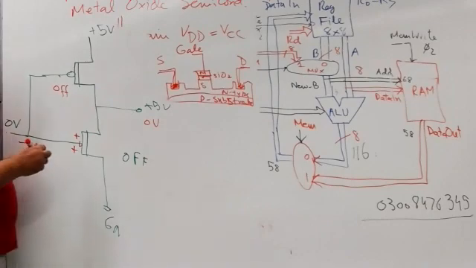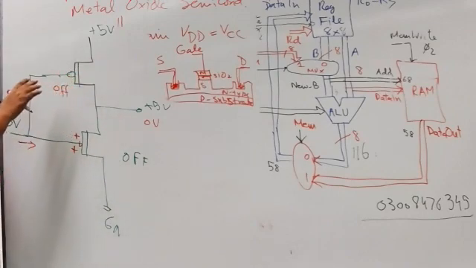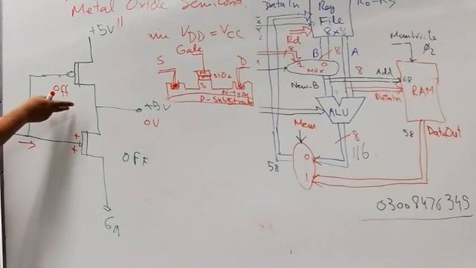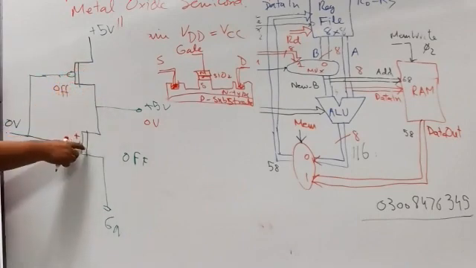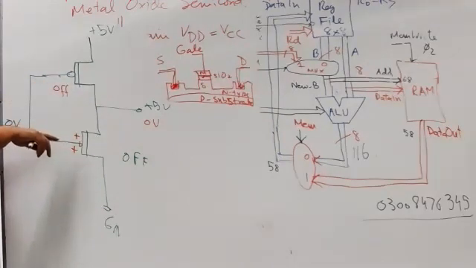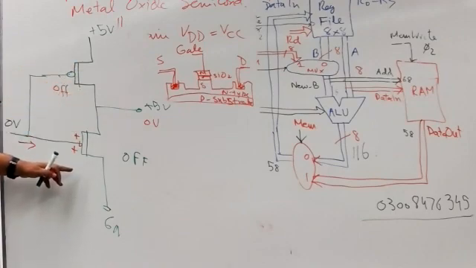Only the current that flows from here is only when it is switching, and there is a time when it is off. This is turning on. So brief time both are on. Very brief moment of time. So we say that a short circuit current flows between them.